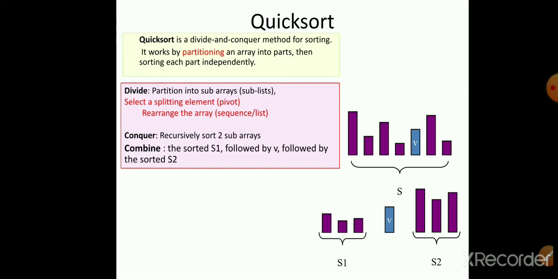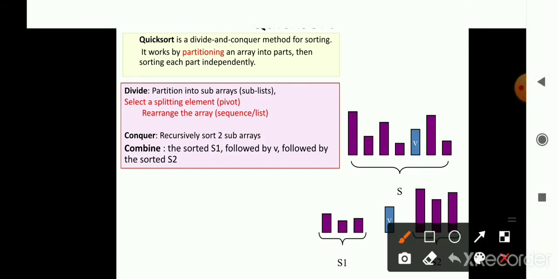It works by partitioning the elements into two parts. So here we are using arrays. We are going to first partition that array, then recursively call on all the arrays, and then sort these arrays. So let's start learning about divide, conquer and combine in quicksort. First, we are going to talk about the divide.